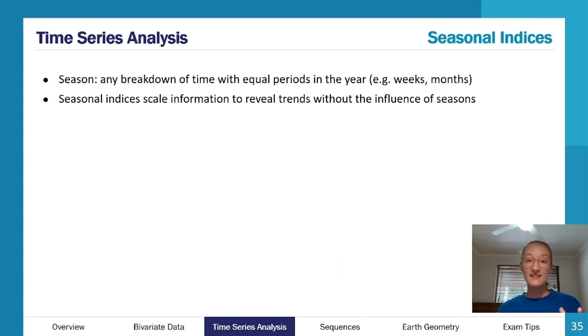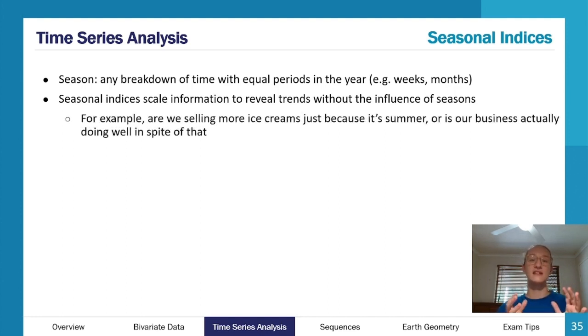So we can de-seasonalize data to remove the impact of season. We can re-seasonalize data, so getting it back to its original form. And how we do that is using seasonal indices. So seasonal indices scale information to reveal trends without the influence of seasons. Just like smoothing removes the impact of irregular fluctuations, seasonal indices scale our information to reveal trends without the influence of seasons.